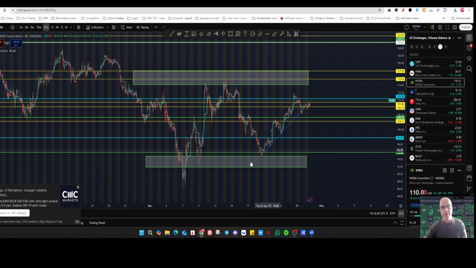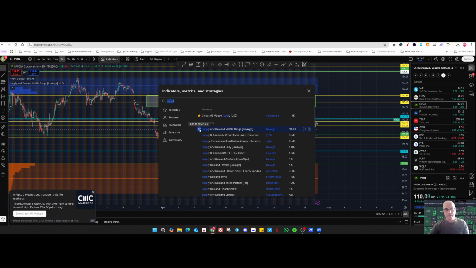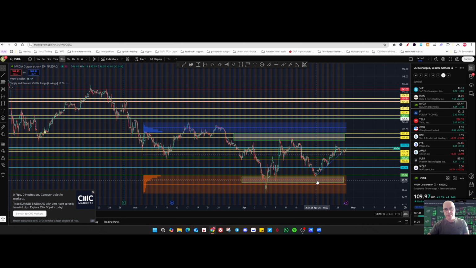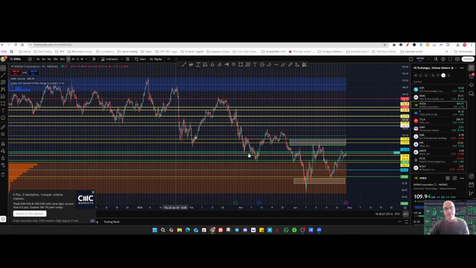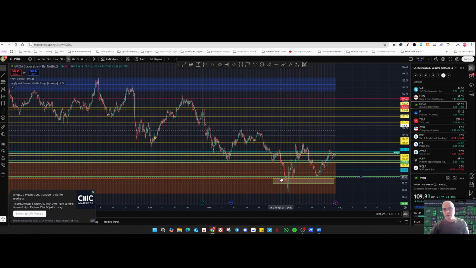I just deleted the indicator which is on TradingView, so all you have to do is go to indicators. Just add it here: Supply and Demand Visible Range, created by LuxAlgo. So that's what I was using, and this is what you want to be using. The good thing about this indicator is every time you're using it, depending on the time frame, it gives you the levels. So I'm just going to delete those areas that I highlighted.